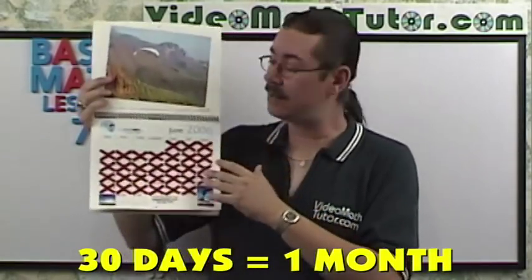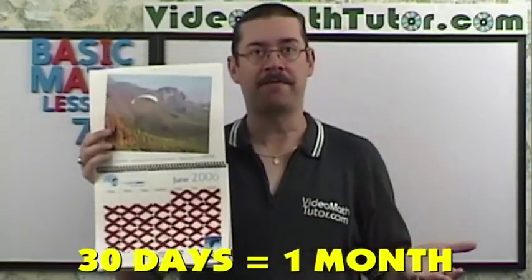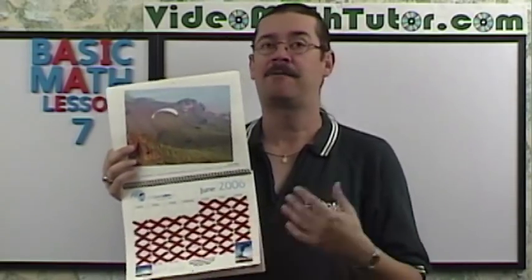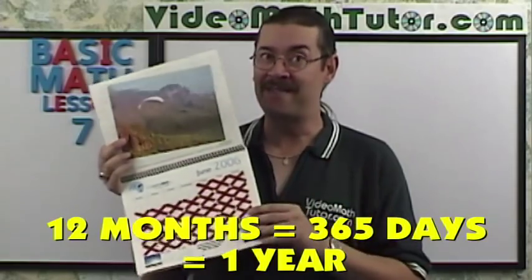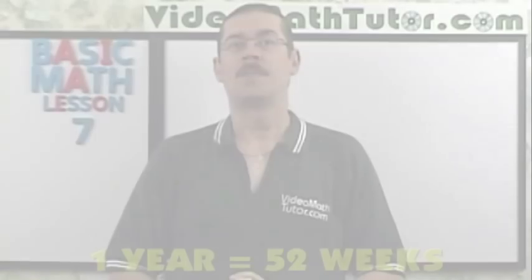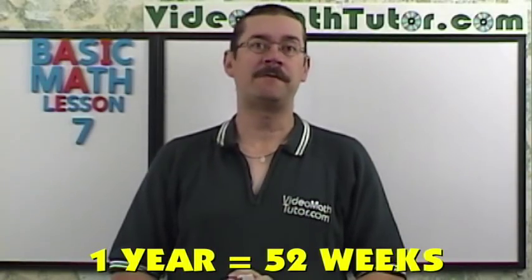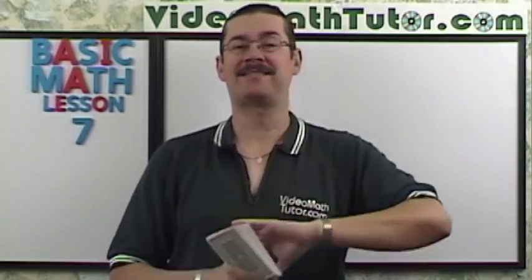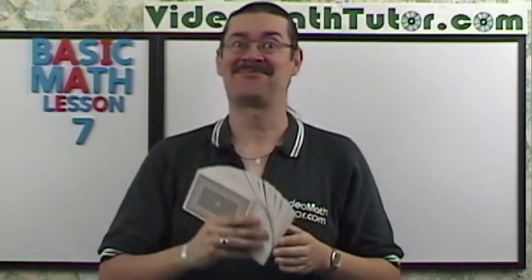Now, 30 days, seen right here, is called a month. Yes, some months have fewer days, some have more, but for mathematical purposes, let's say you have a word problem, you want to use the figure 30. And of course, 12 months, or 365 days, is an entire year. 1 year is also equal to 52 weeks. A good way to remember that is that there are 52 playing cards in a deck.